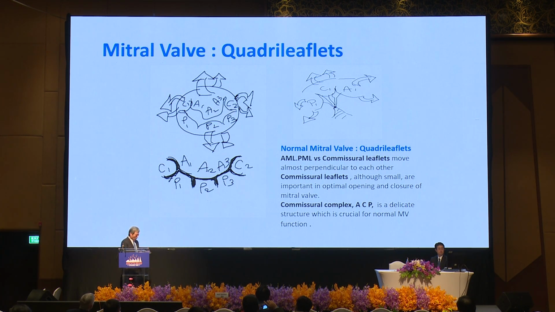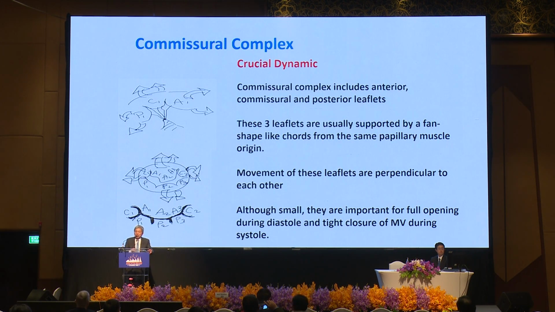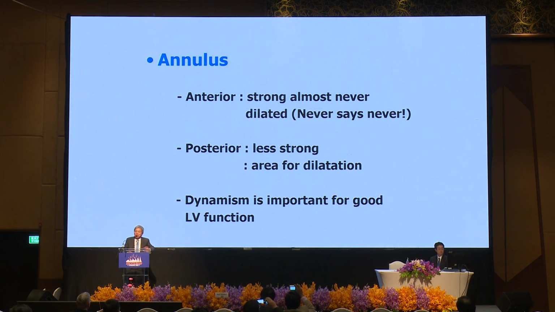We have to try to understand all of these facts. And the structure of the cord here is a fan shape, so that it can provide this movement, but spatial movement. And we must try to recreate it back because the rheumatic process disturbs this type of normality of the anatomy. And then the annulus, although we now know anterior is strong, can be dilated. Posterior is less strong, and dilatation occurs there.